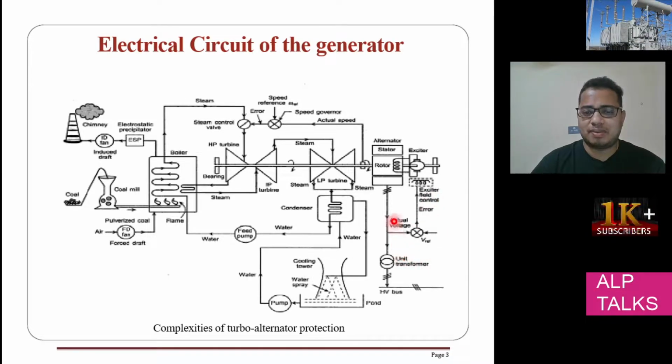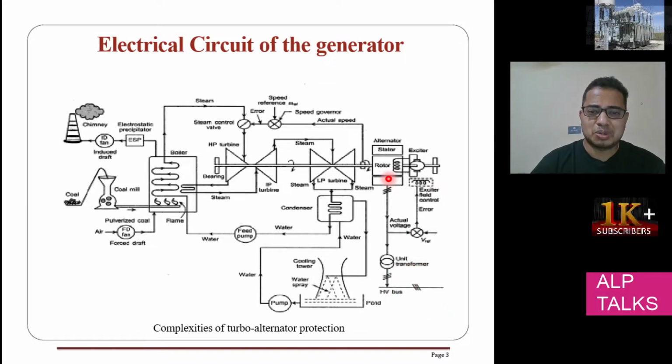Whatever power is generated, we connect to the unit transformer, which gives the output to the HV bus. This is the step-up transformer. For the rotor, we have a very big shaft, which you can see here, for creating the rotary motion. Here you have bearings at the end. So how are we going to create this rotating motion?